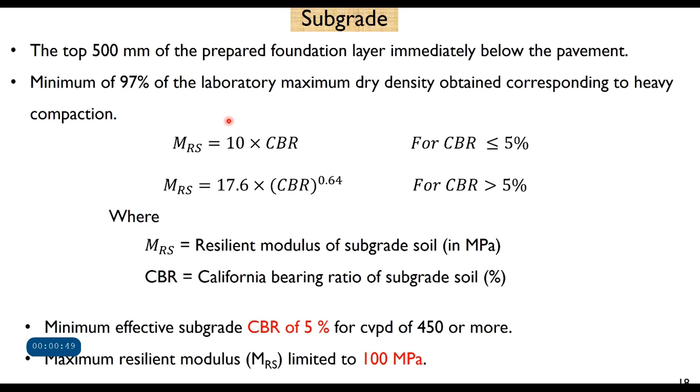The top 500 millimeter of prepared foundation layer immediately below the pavement is called the subgrade. And the input parameter required for subgrade in IITPAVE is resilient modulus, and resilient modulus can be estimated from CBR value using these empirical equations given in the IRC code.